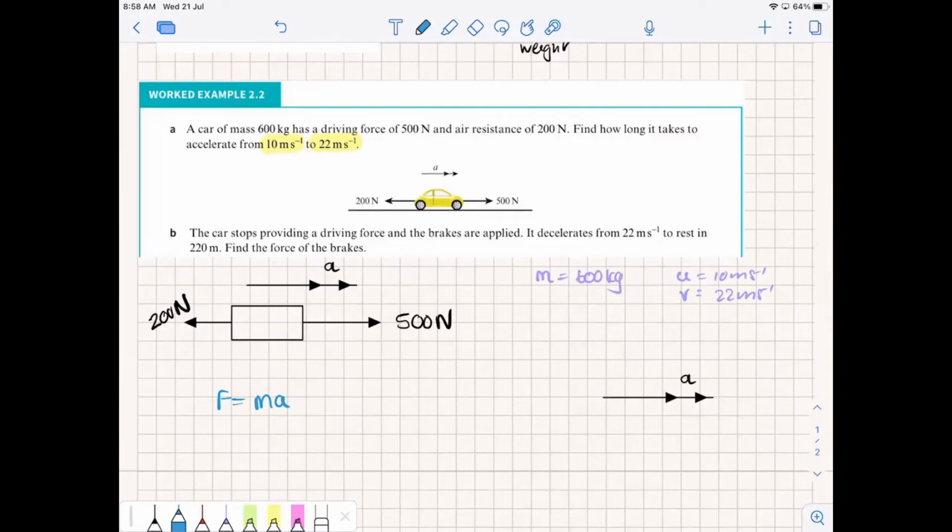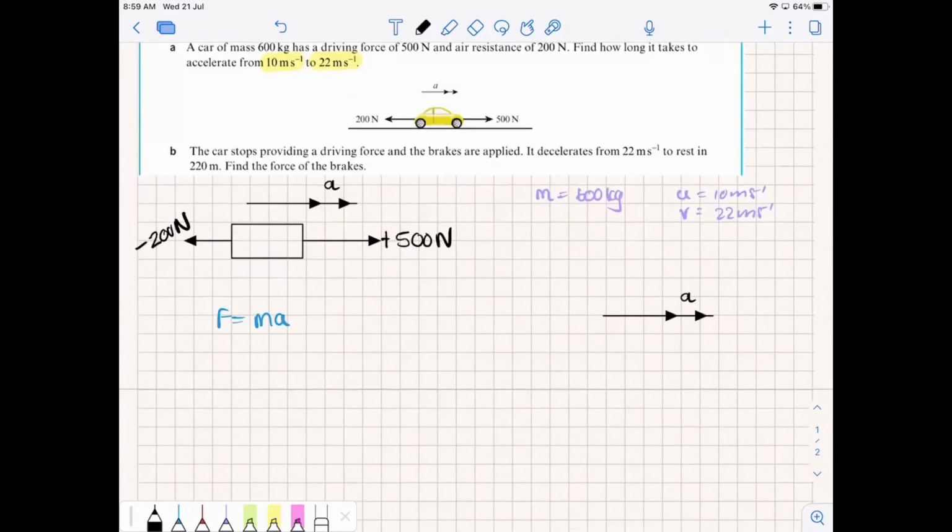Because we are considering acceleration to the right in this example, the force acting in the same direction as acceleration is also going to be positive, because remember, force is also a vector. It also has direction. And this force over here will be minus 200 newtons because it's acting in the opposite direction to what we consider as positive. We have chosen to consider the direction the car is traveling in as the positive direction.